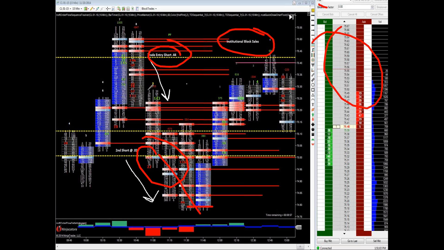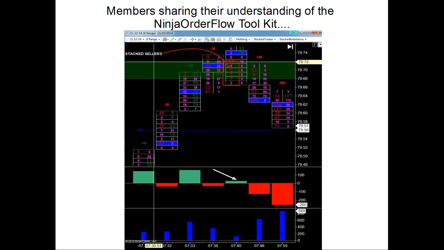You know, once you become proficient with this, how powerful a tool this can be. So that's one screenshot. Here's another screenshot. I showed this in some of our previous webinars. But here's a zone. We saw institutional block sales on the previous screenshot and how the user had identified those.